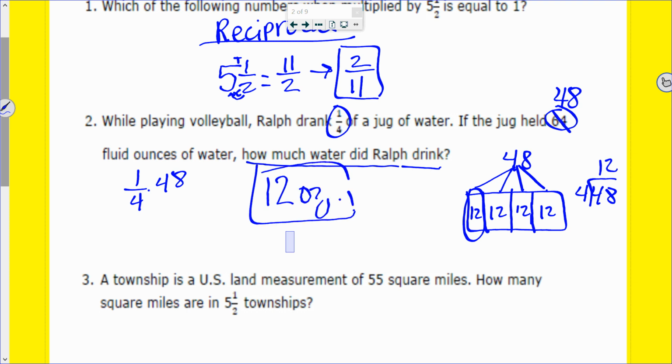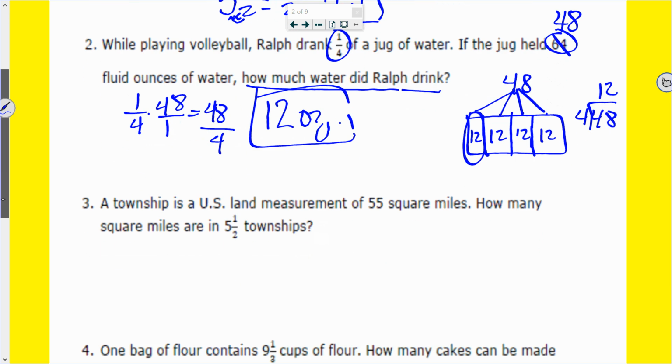Now the math behind that is simply 1/4 times 48. Remember, whole numbers go over 1, so you end up with 48 over 4, which is right where we were over there as well. So going back to my diagram over here, if Ralph would have had 2/4, aka 1/2 of the jug, he would have had 24 ounces. If Ralph had 3/4 of the jug, he would have had 36 ounces, so on.